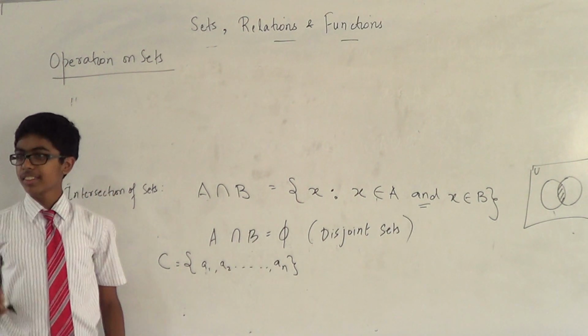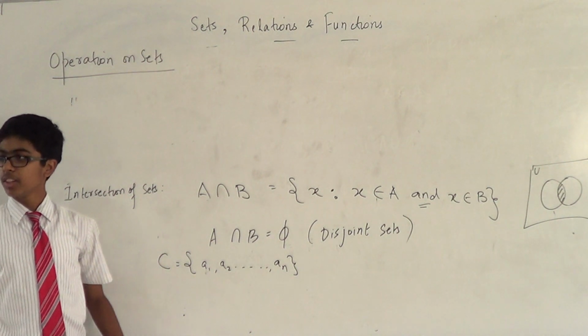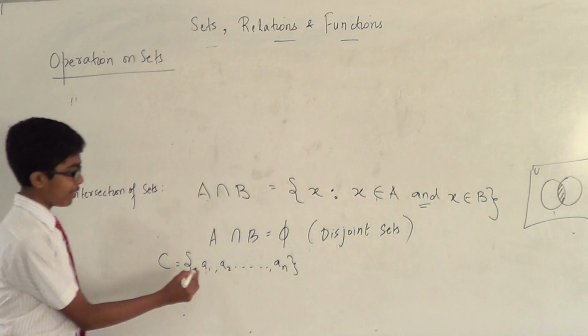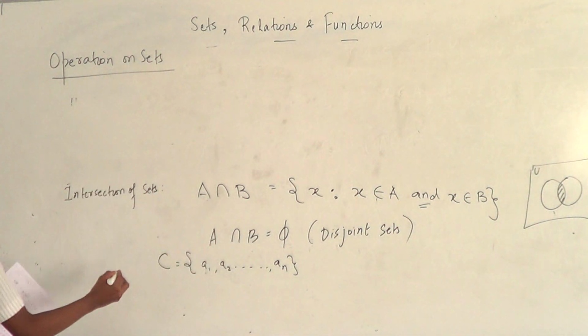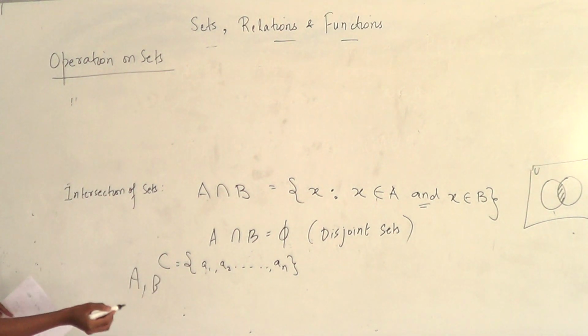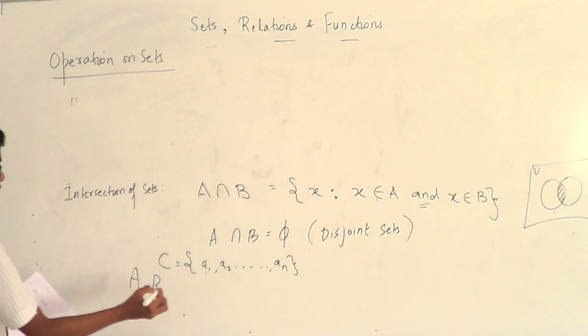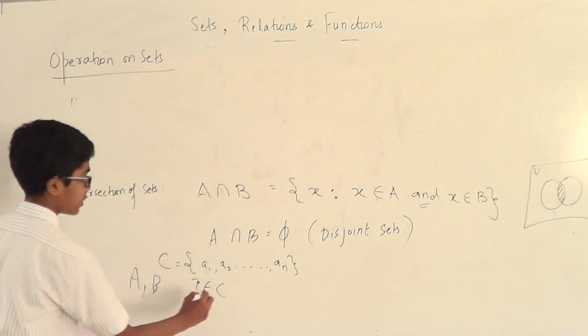Guys and girls, Sukrit is explaining this question. Now you have n elements over here from 1 to n. Let the disjoint sets be A and B. Now say X is an element of C.